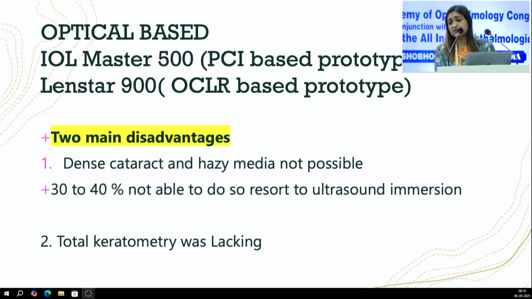So the keratometry measurements are also very accurate. The main two disadvantages with this system are that it is not possible to do in dense cataracts and hazy media. So for at least 30 to 40% of the patients, we have to resort to ultrasound or immersion biometer. And also it lacks the total keratometries, which I'll be explaining later on in my talk.